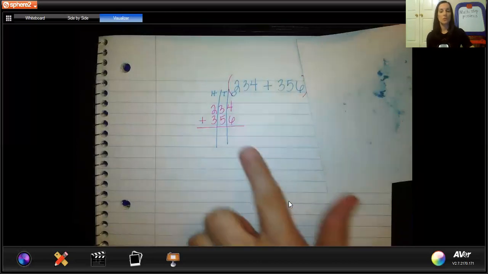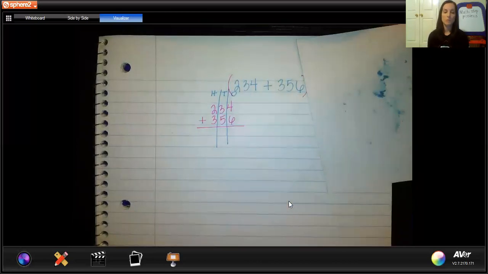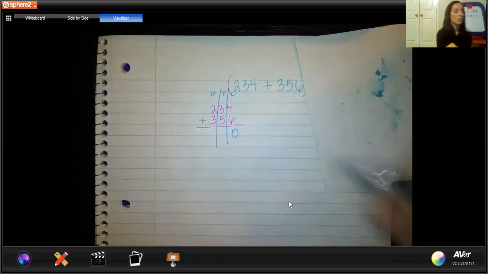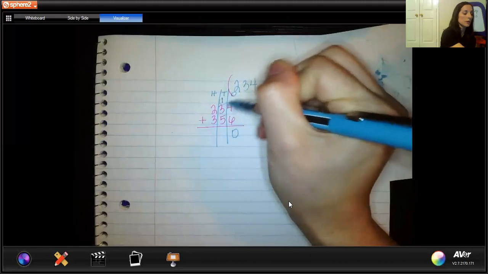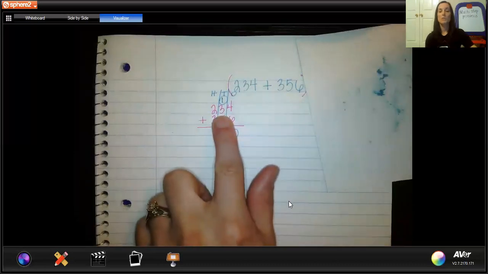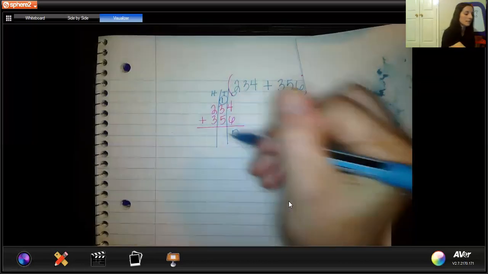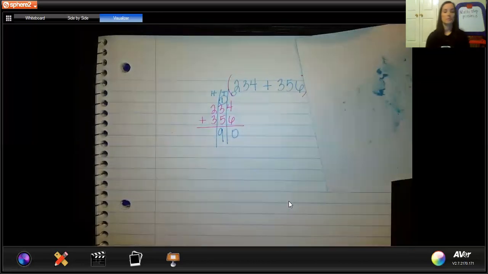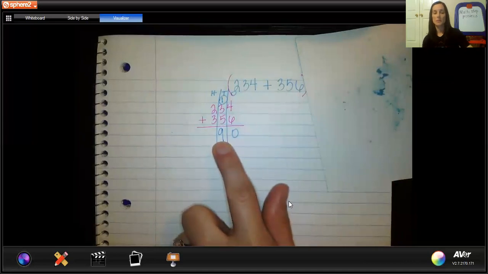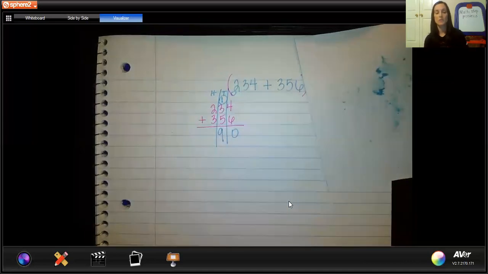We always start at the ones place value, 4 plus 6 being 10. We need one at the top because we don't want to forget about it. 1 plus 3 would be 4. And 4 plus 5 would be 9. We didn't have to regroup because this is a single digit. And now we're going to move over to the hundreds place value. 2 plus 3 would be 5.